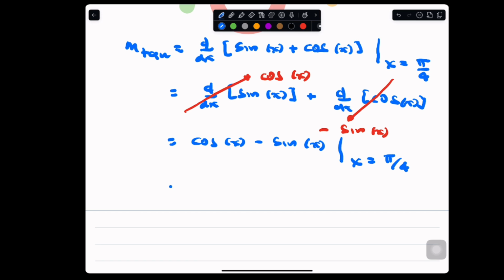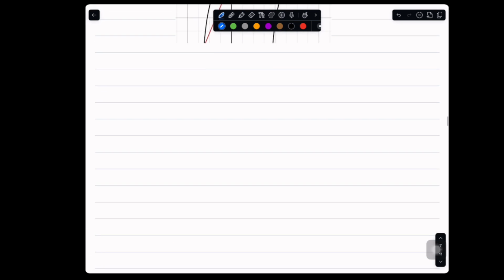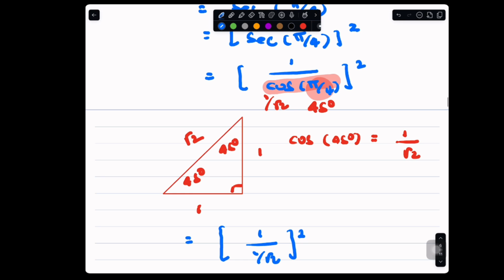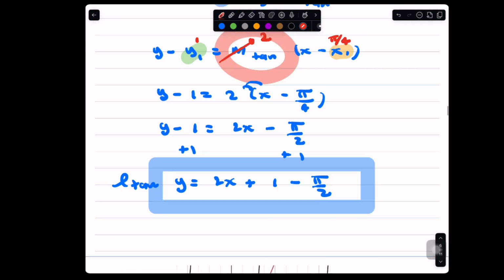Pi over 4. So this means cosine 45 degrees minus sine of 45 degrees. Do you guys remember, just by looking at that triangle I drew over here, both cosine and sine are what? Aren't they the same? And 45 degrees is pi over 4, so those are the same.